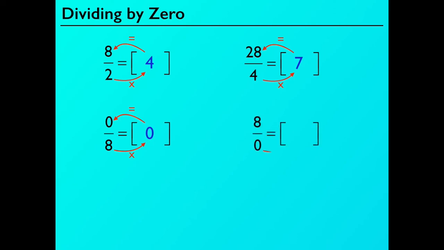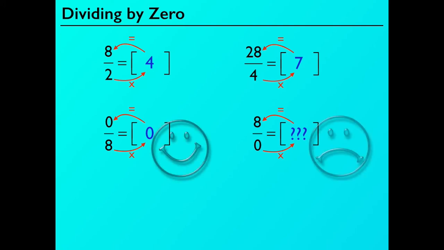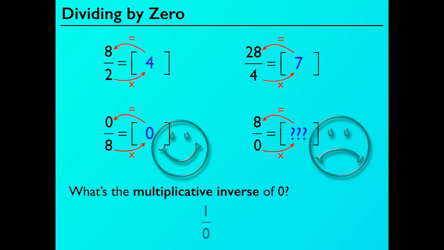What about this one? 8/0. So 0 times what is equal to 8? I don't know. Okay, so the 0/8 is okay. It's equal to 0. But 8/0 is not okay because there's nothing. 0 times nothing is equal to 8. So what is the multiplicative inverse of 0? Well, it's 1/0, which does not exist.